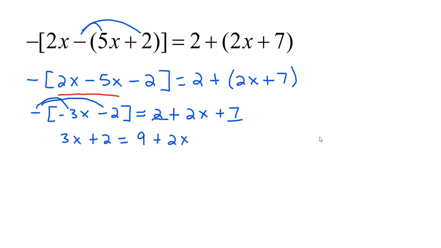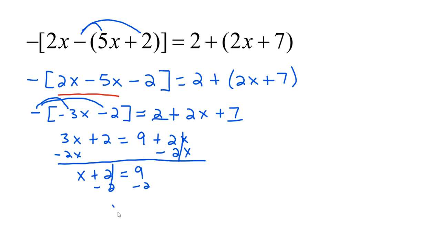Okay, so we're at that point again where it doesn't matter what we move. We can move any one of these four terms. I'm going to subtract the 2x from both sides. So 3x minus 2x is 1x, which is the same as x, plus 2 equals 9. And then subtract 2 from both sides, so I get x equals 7. And that is my solution.